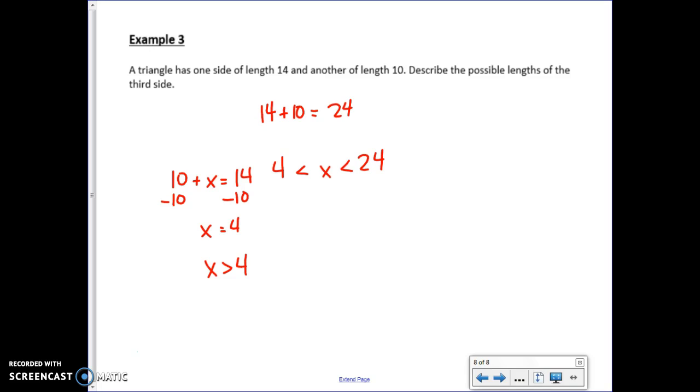So our shortcut to doing this, I say to get here, we do 14 minus 10. And to get to our other one, we do 14 plus 10. And that's going to give you the two values that it sits between. So any length between 4 and 24 will be okay to form a triangle with side lengths that are also 14 and 10.